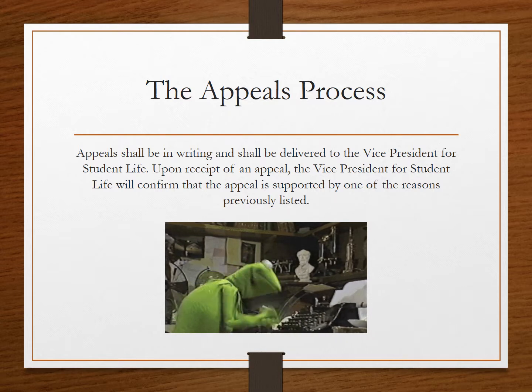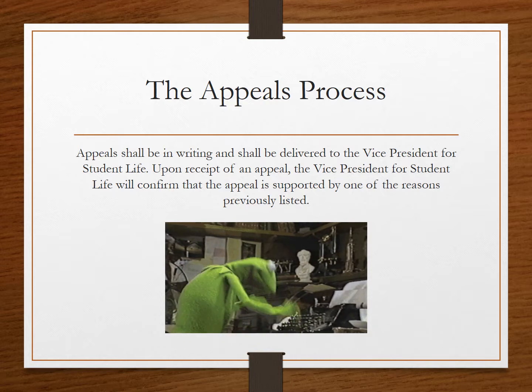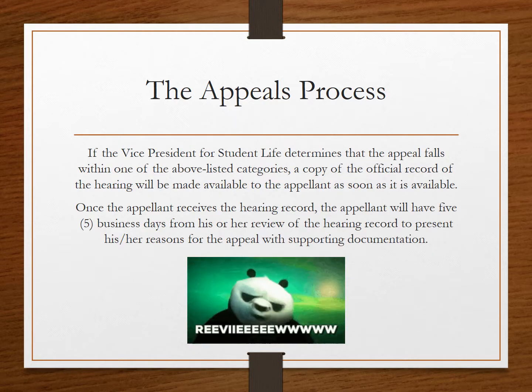Upon receipt of an appeal, the Vice President for Student Life will confirm that the appeal is supported by one of the reasons previously listed. The Vice President for Student Life determines that the appeal falls within one of the above listed categories. A copy of the official record of the hearing will be made available to the appellant as soon as it is available. Once the appellant receives the hearing record, the appellant will have 5 business days from his or her review of the hearing record to present his or her reasons for appeal with supporting documentation.